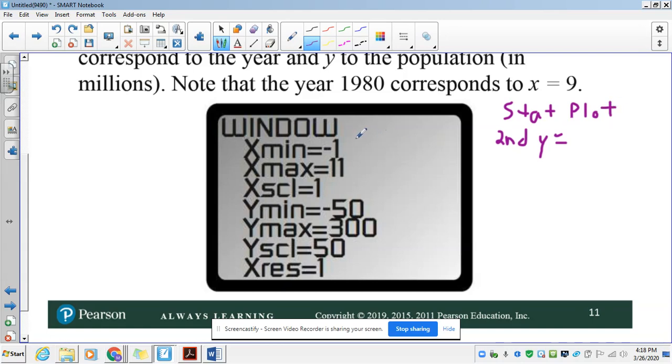Next, you would hit second window to get your window. They picked -1 to 11, so you could see what's going on at the left-hand side of your graph. And then they picked -50 to see what's going on at the bottom of your graph, and all the way up to 300 because that's as high as their numbers were going. They picked 50 for the scale, but it's a calculator, so it doesn't really matter if your scale goes up by 50 or not. Pause this screen if you want to make sure your window looks the same and to make sure your stat plot is on.